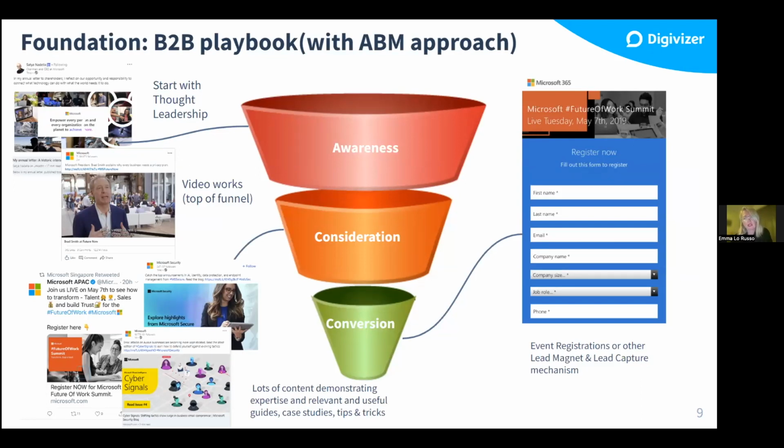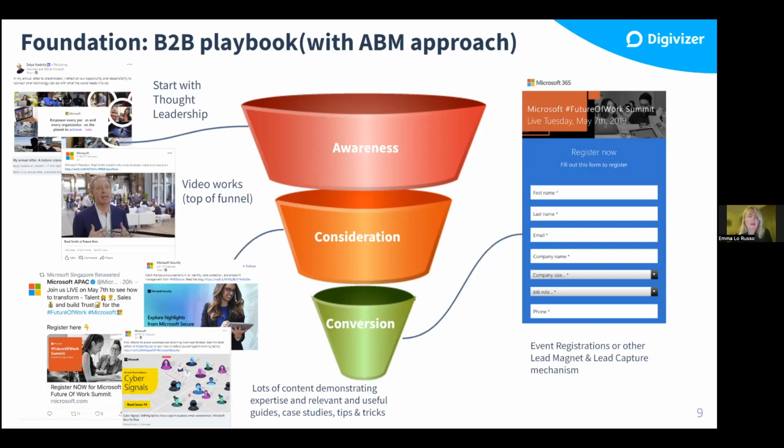start with thought leadership with your C-level at the top. So person-to-person engagement, people do business with people. Video and person-to-video works best at top of funnel. That builds awareness. It's also your lowest cost top of funnel activity, but video is the most effective.